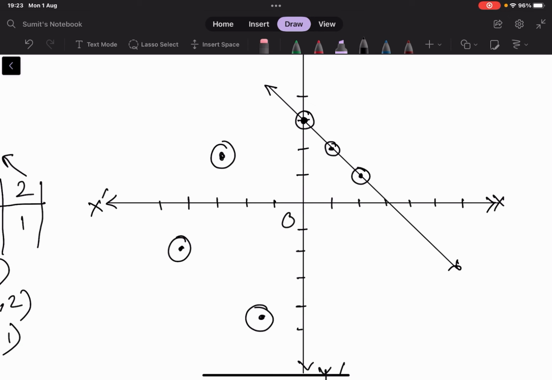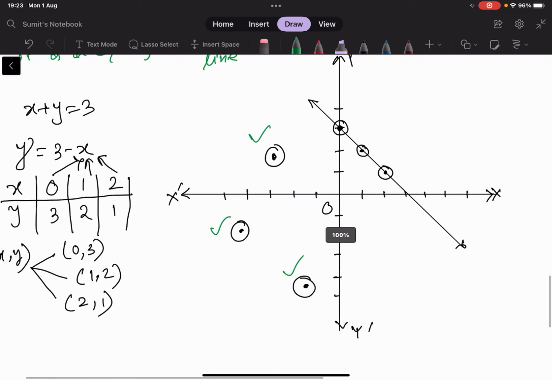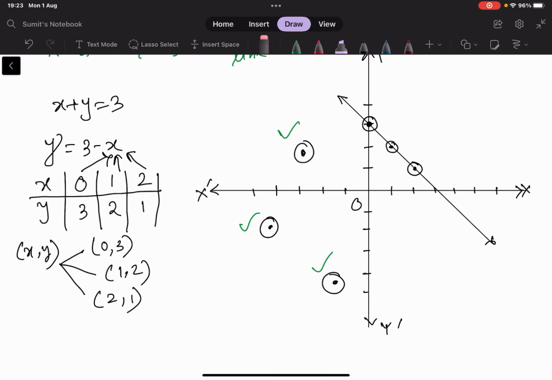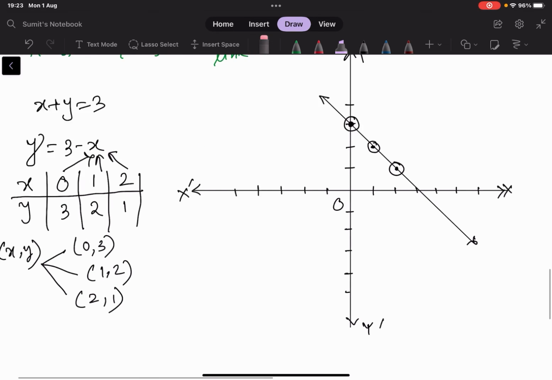That means you are getting mistakes, na? Because using these 3 points, you will not get a straight line. That means you have made some mistakes. Check it to avoid the mistakes. Okay, that's why. Now let us draw another straight line.